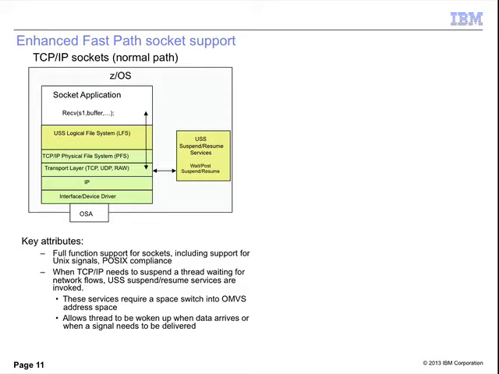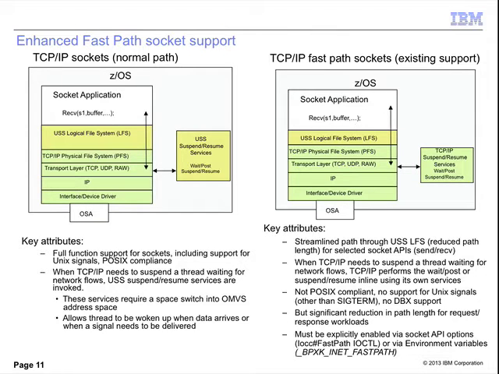The one thing that's interesting to note about this is when it gets to the point where we have to suspend to wait on a network flow to complete, the way we do that in the standard path is to invoke Unix System Services suspend resume functions. And that's all well and good. It works. We're fully POSIX compliant. The only thing is that we have to space switch into the OMVS address space to pull that off. And doing that is expensive. It adds up. So several years ago, we implemented something called enhanced fast path sockets.